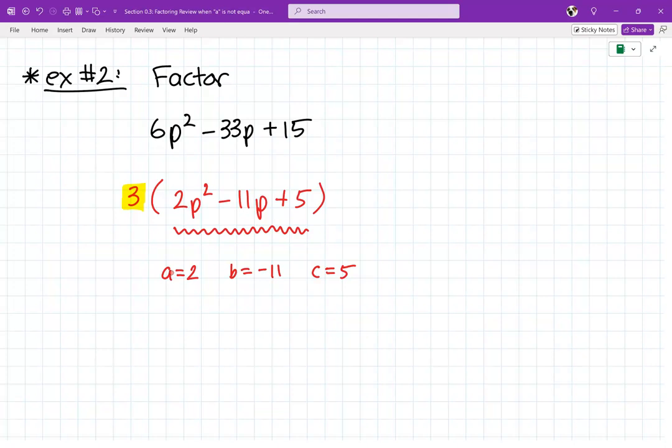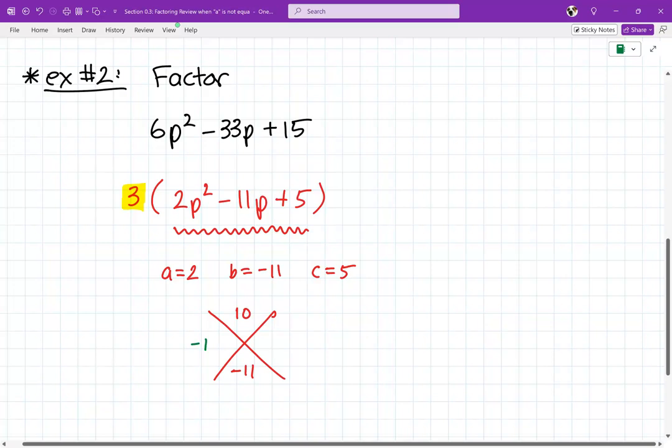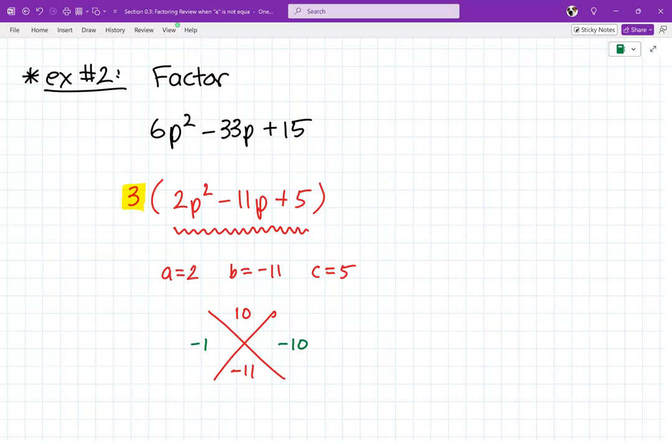So at this point, I'm going to go ahead and do the x method. So I have my A times C, that's 10. My B is negative 11. So I'm going to use a negative 1 and a negative 10. Okay? Because negative 1 times negative 10 does multiply to positive 10, and negative 1 plus a negative 10 does add up to a negative 11.